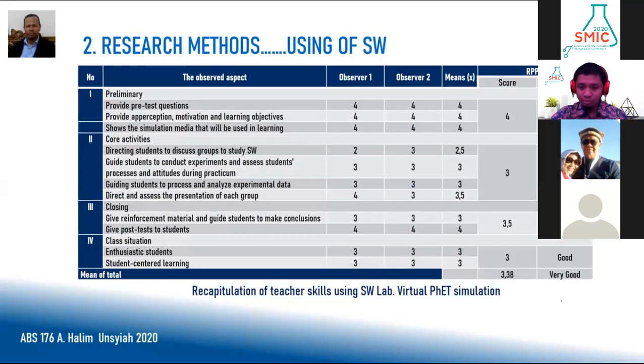Observer 2, same as observer 1: the preliminary step is all very good, and then the core activity is good, and then the closing activity I think is very good, with a mean of 3.5. And the last, the classroom situation in the closing is good.